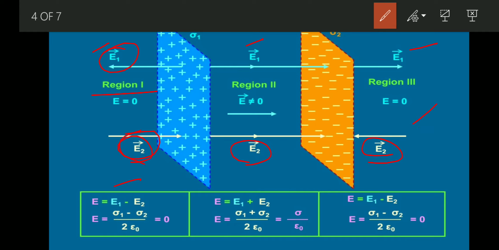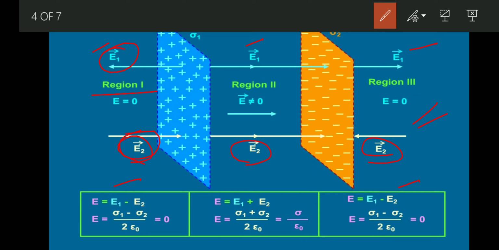Similarly, in the third case, that is the third region, E1 and E2 are again in opposite directions, and hence the net electric field will be zero.